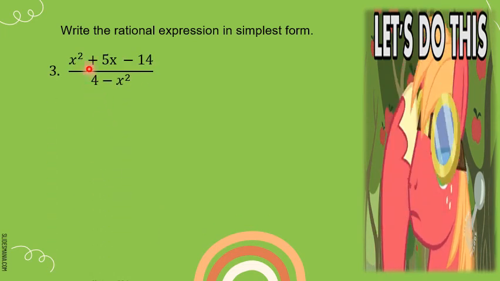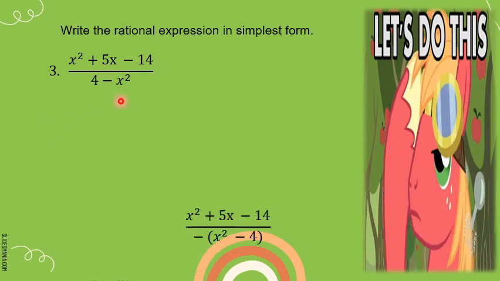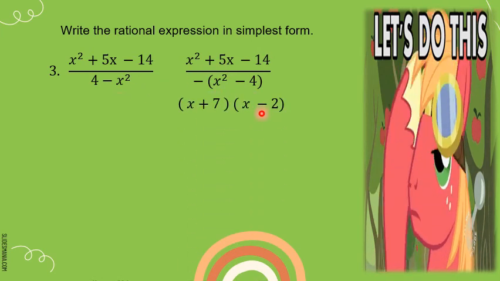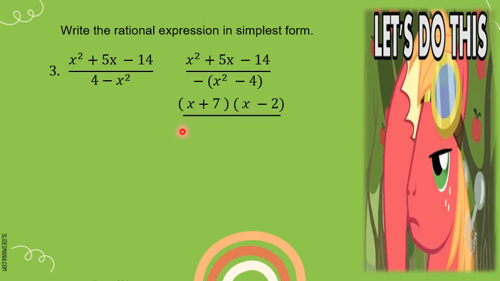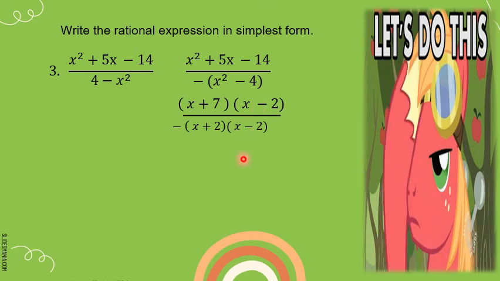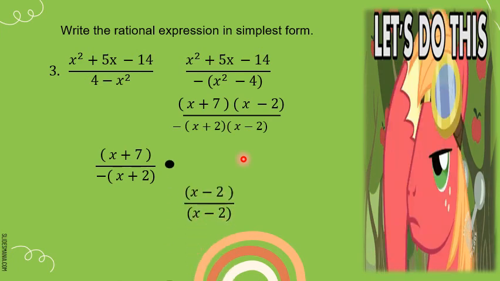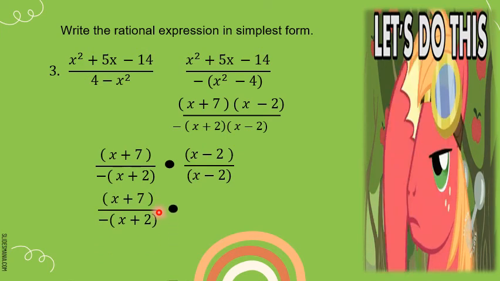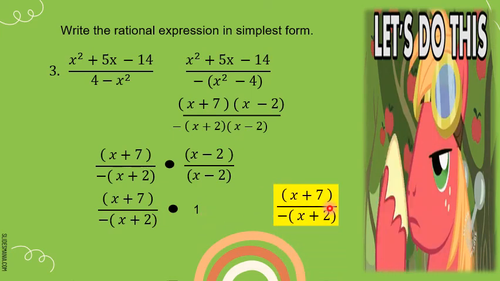Number 3, x squared plus 5x minus 14 over 4 minus x squared. Let's arrange the denominator first, and then let's do the factoring. The factor of this is this one, and the factor here is quantity x plus 2 quantity x minus 2. Then we have the same here. Let's do step 2, which is separate and divide out the common factors. These are the common factors. Copy, then multiply to 1. You have to multiply this to get the final answer. And that's our final answer.